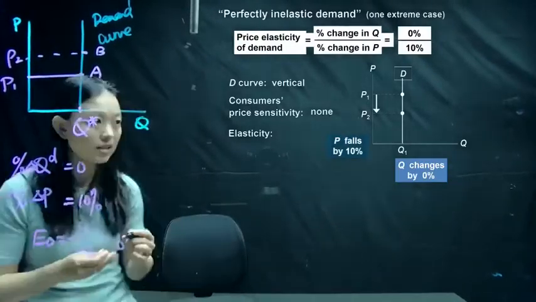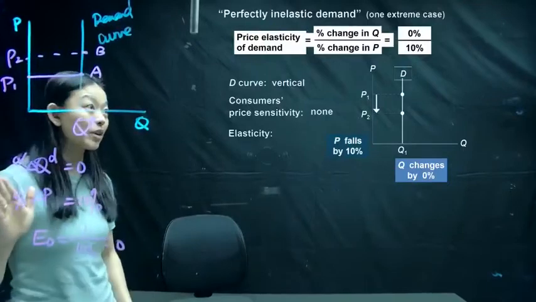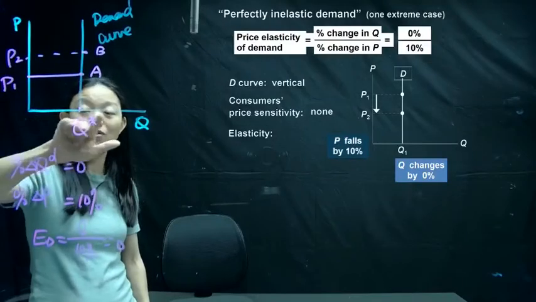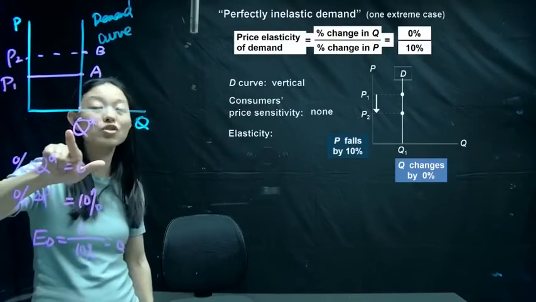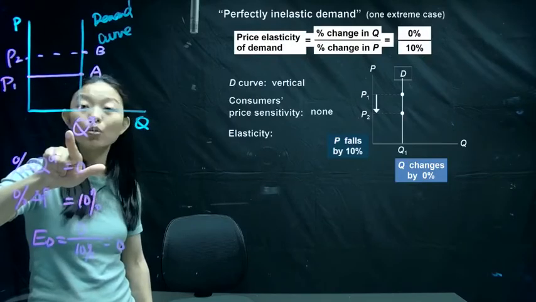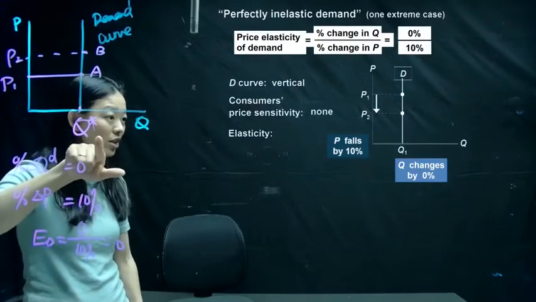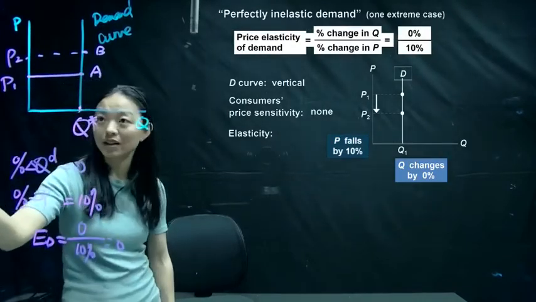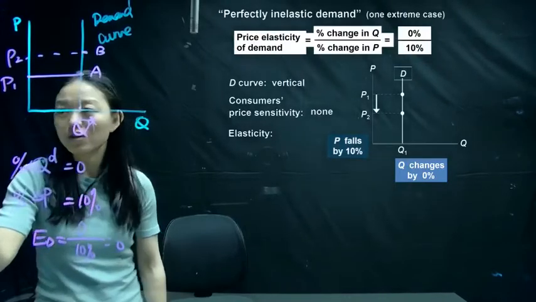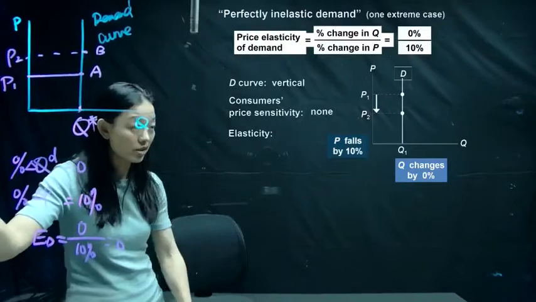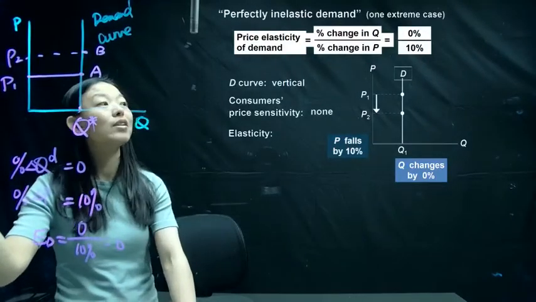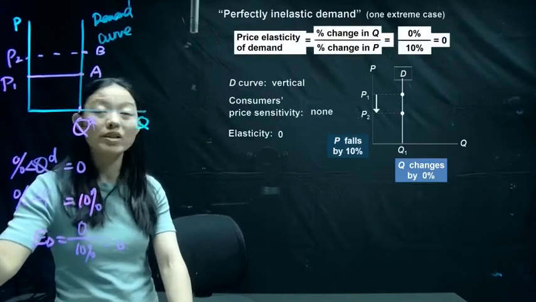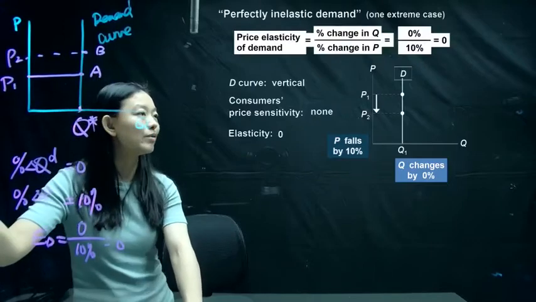So in this special case, or we say in the extreme case, the price elasticity equals 0 divided by 10%, which equals 0, right? Therefore, in this special case, no matter how the price changes, the quantity demanded will always be fixed at one level. Therefore, there is no response from the quantity demanded to the price change. So we say this case is perfectly inelastic. No matter what the price change, the quantity demanded will not change. So this is the extreme case, perfectly inelastic. In perfectly inelastic demand, elasticity will always equal 0. Okay? Now let's move on to the next one.